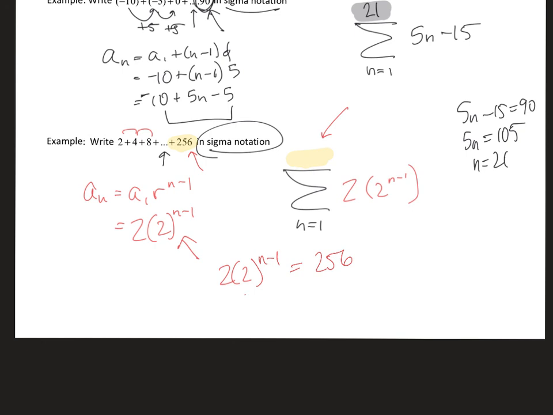If I divide both sides by 2, I get 128. Then 2 to the n minus 1 is the same thing as 2 to the 7th. Let me double check that in my calculator really quick. Is 2 to the 7th 128? It is. Which then means that n minus 1 equals 7, or in other words, n equals 8. What that means is that this is the 8th number in the list.